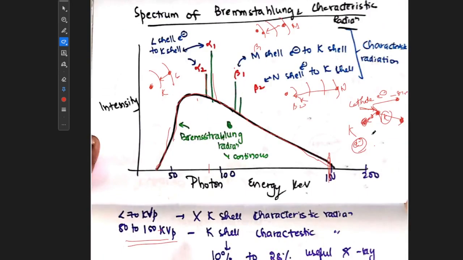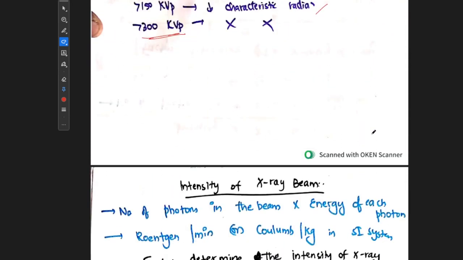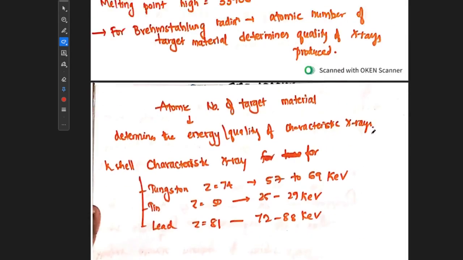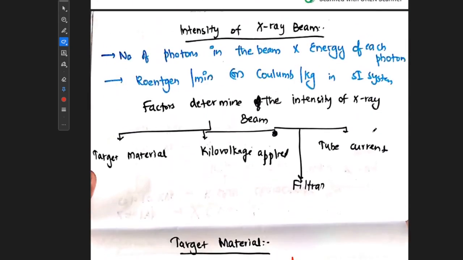So these are the important points of how X-rays are produced. In the next class, we will learn about the intensity of the X-ray beam.